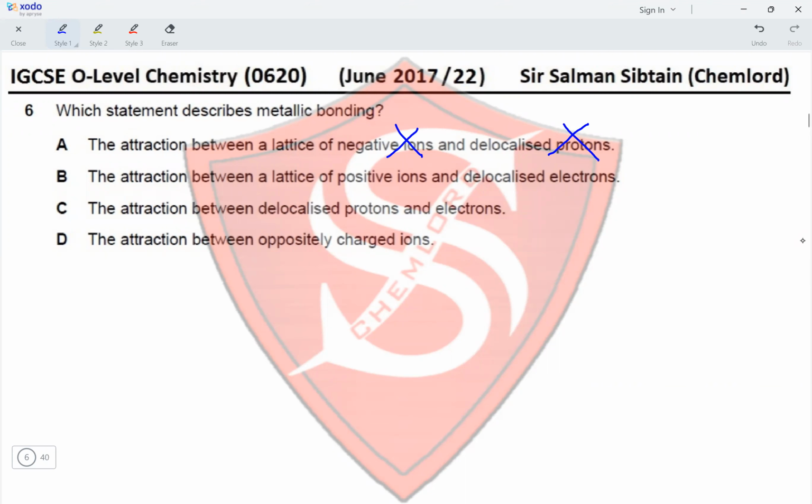The attraction between a lattice of positive ions, yes, and delocalized electrons, yes. This is the definition of metallic bonding. So this is correct. Next, the attraction between delocalized protons and electrons. Protons are never delocalized. The attraction between oppositely charged ions is what an ionic bond is. Therefore, the correct option for this question is option B.